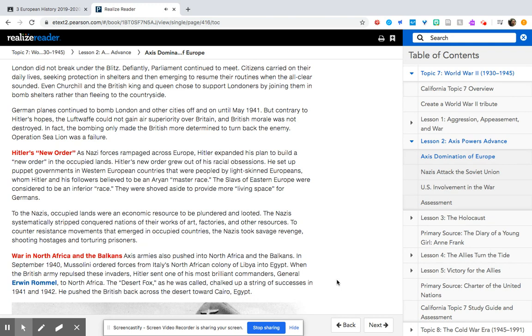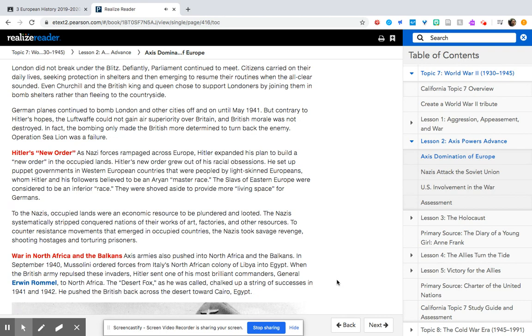Hitler's New Order. As Nazi forces rampaged across Europe, Hitler expanded his plan to build a new order in the occupied lands. Hitler's New Order grew out of his racial obsessions. He set up puppet governments in Western European countries that were peopled by light-skinned Europeans, whom Hitler and his followers believed to be an Aryan master race. The Slavs of Eastern Europe were considered to be an inferior race. They were shoved aside to provide more living space for Germans.